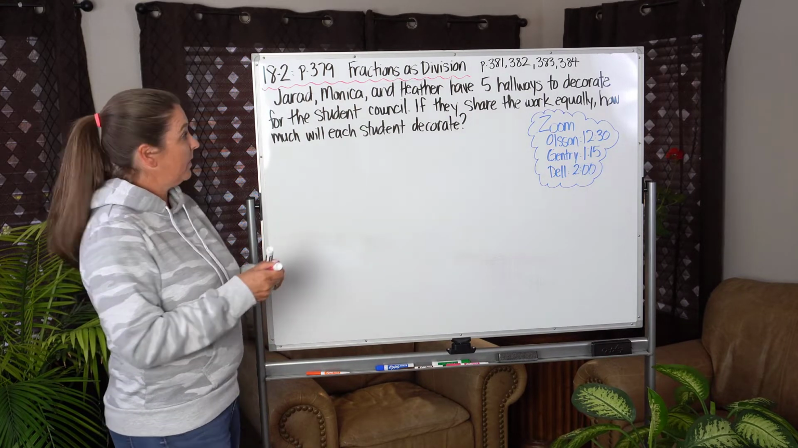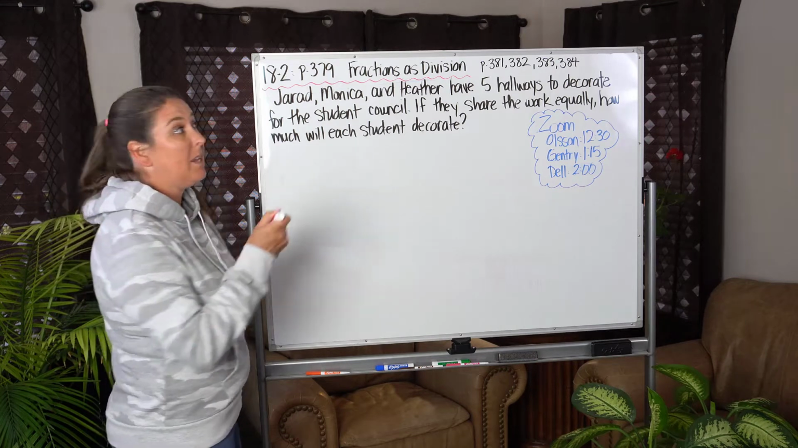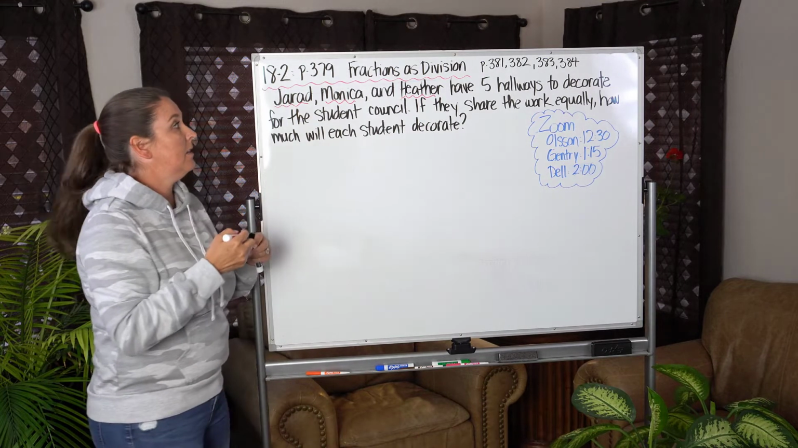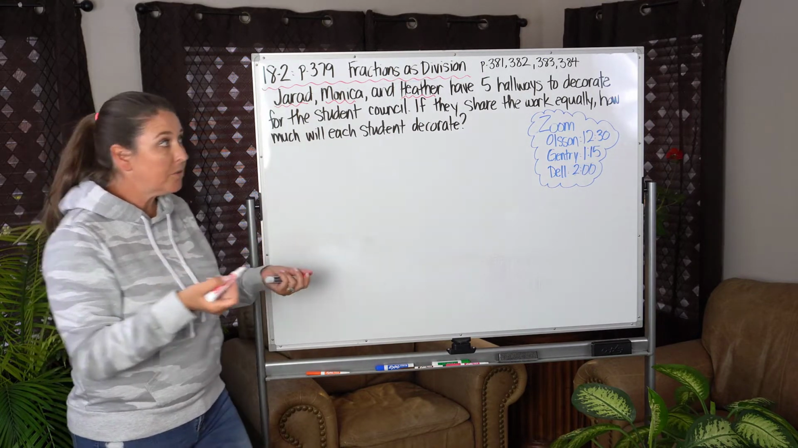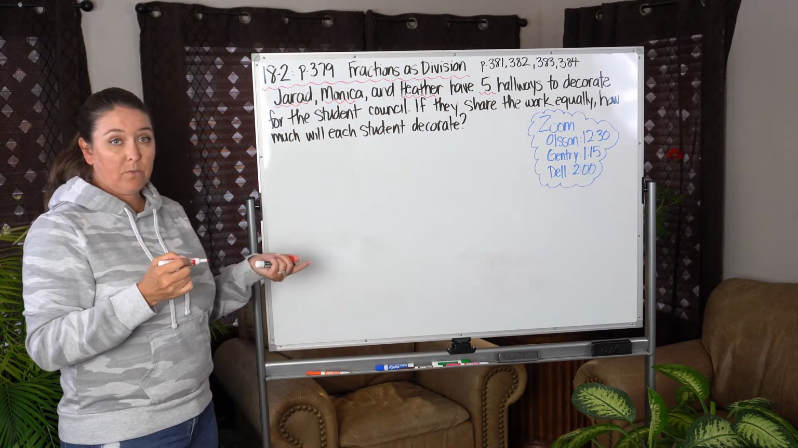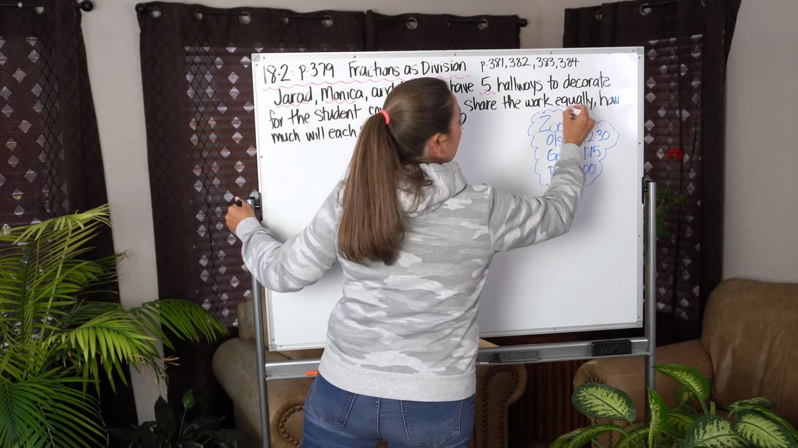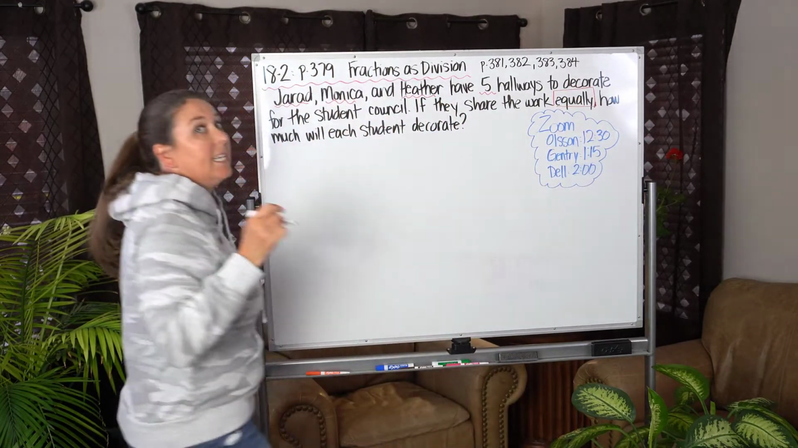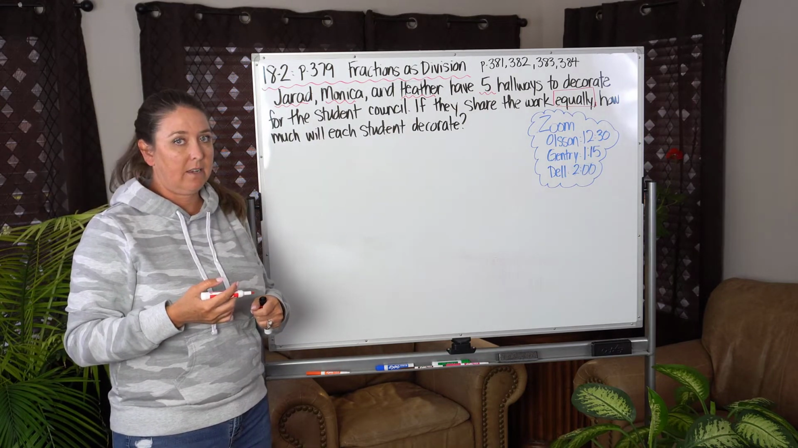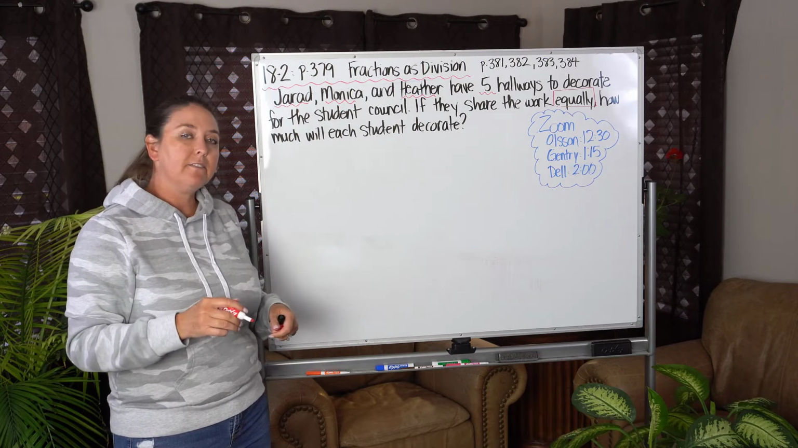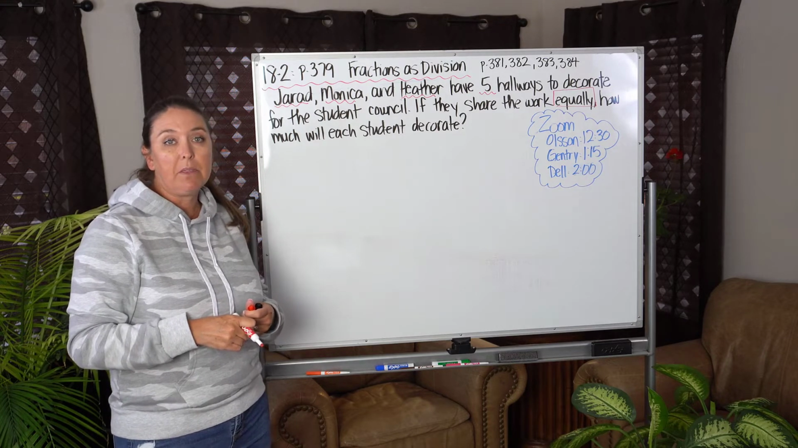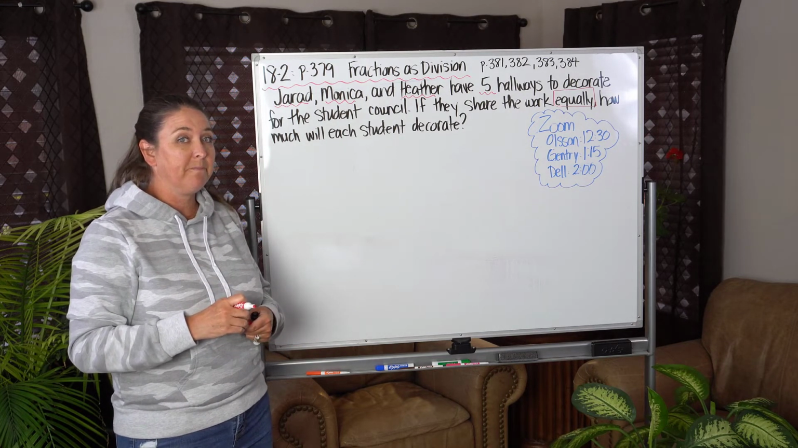First of all, what's important is that we know that there are 3 people. 1, 2, 3. Jared, Monica, and Heather. We also know that there are 5 hallways. We also know that they are shared equally. We're going to need to use that information in order to determine how much each student will decorate. I'm going to go ahead and pause the video, and you work on this problem. Again, try not to just come up with an equation, but try to come up with a picture or a model to support your thinking.